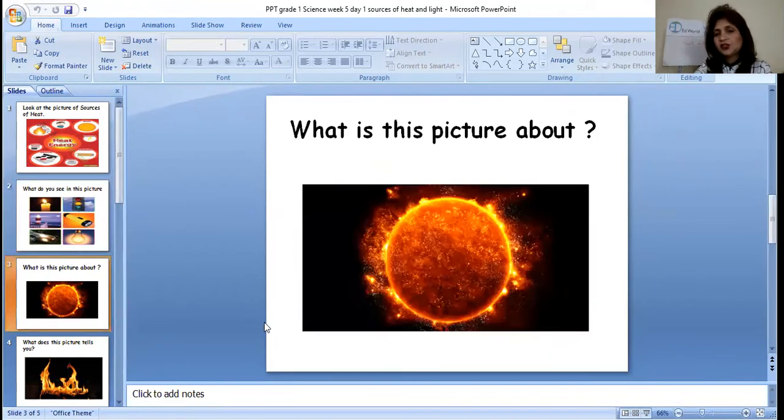Now what is this picture about? This is about a sun. Now, the sun gives us light? Yes. Only light? Does the sun only give us light? It gives us heat also, right?